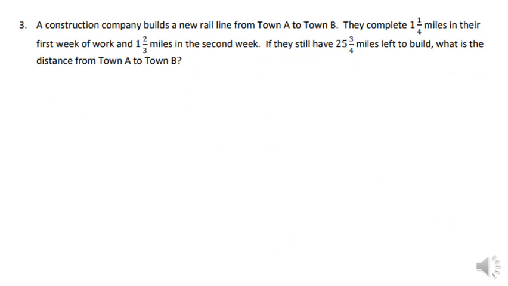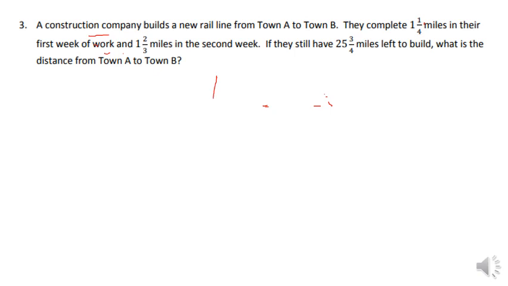A construction company builds a new rail line from town A to town B. They complete 1 1/4 miles in their first week of the work and 1 2/3 miles in the second week. If they still have 25 3/4 miles left to build, what is the distance from town A to B? Now there's a lot of information in there, and the only way you're going to get that is if you build a tape diagram. All right.